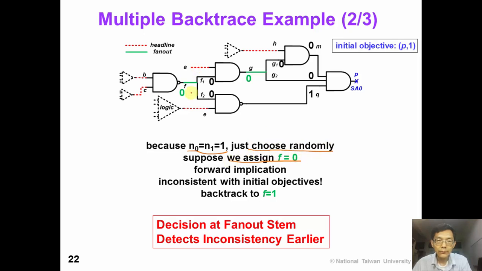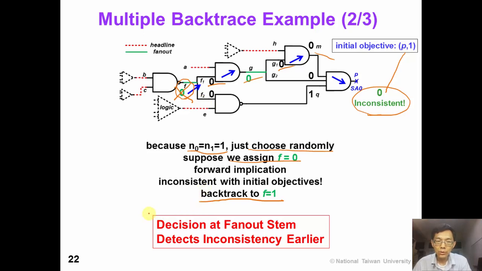Suppose we assign F to be 0, and then we perform a forward implication. So F1 is 0, G is 0, G1 is 0, and eventually P is 0. But this is wrong. This is different from our initial objective value. That means we need to backtrack. We backtrack the value of F to 1.